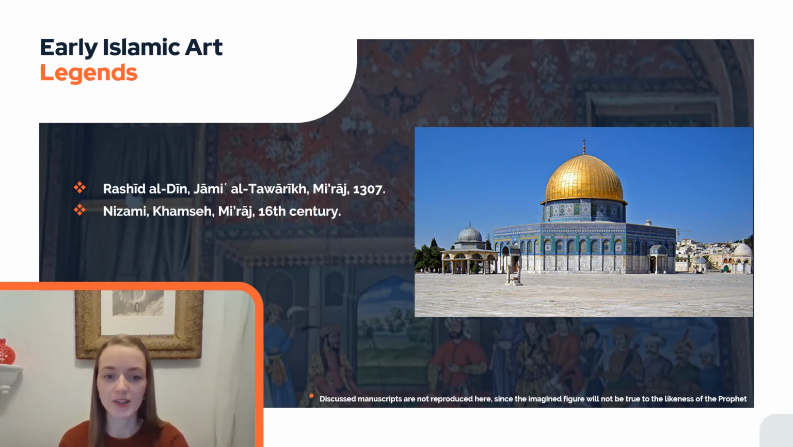The Surah Al-Isra in the Quran narrates the night journey from the sacred mosque in Mecca to the farthest place of worship. Exegetical works link this destination to the Haram al-Sharif in Jerusalem, where the Dome of the Rock is located, hence the link to this narrative.